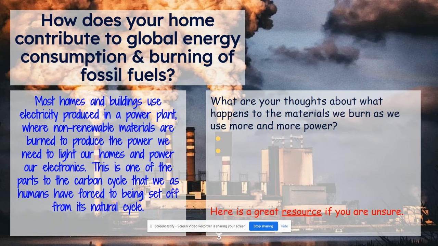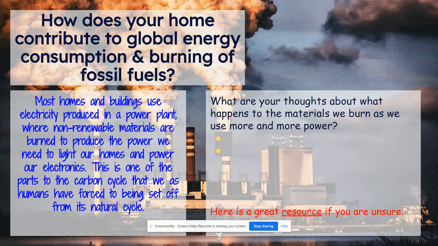So on the left, most homes and buildings use electricity produced in power plants where non-renewable materials are burned to produce the power we need to light our homes and power our electronics. So they're burning fossil fuels. This is one of the parts of the carbon cycle that we as humans have forced to be set off from its natural cycle. So we want to know, what are some of your thoughts on what happens to the materials as we burn them, as we use more power?